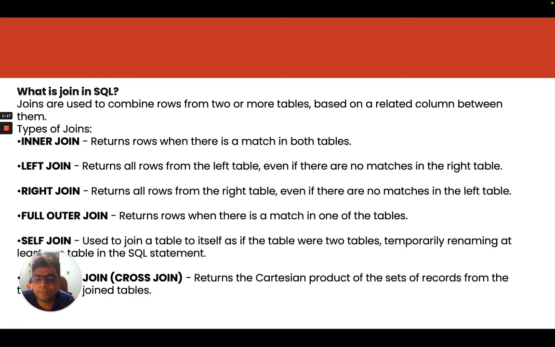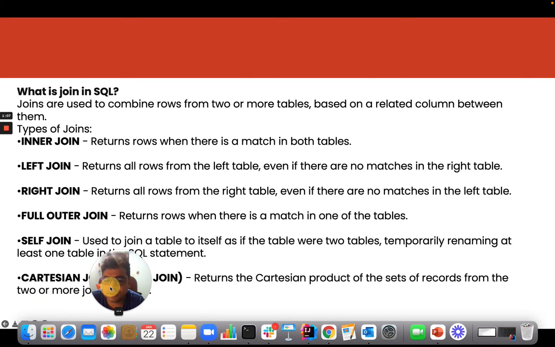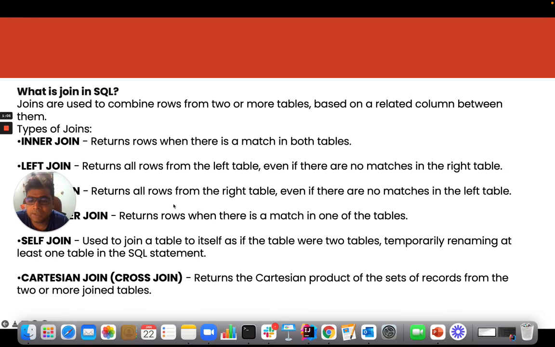And self join is used to join a table to itself as if the table were 2 tables, temporarily renaming at least one table in the SQL statement. Now, Cartesian joins or cross join returns the Cartesian product of the set of records from the 2 or more joined tables.